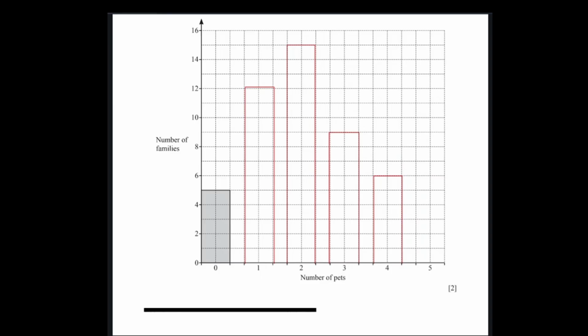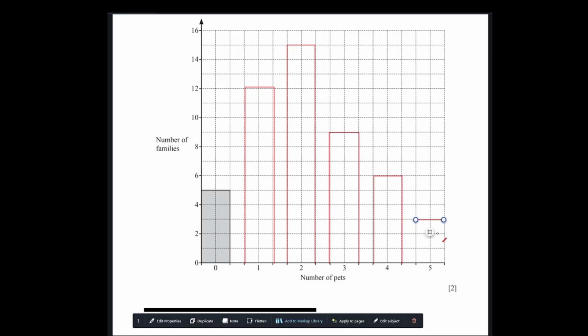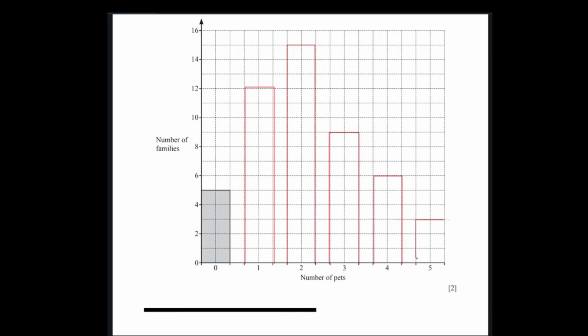Then 5 is 3. So 3 is in between 2 and 4 here. So this is the bar for 5. That's it. Our bar chart is completed.